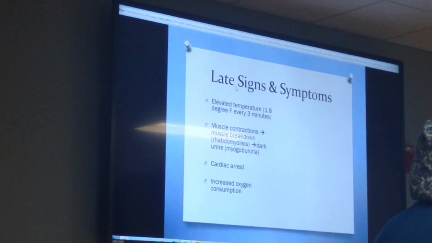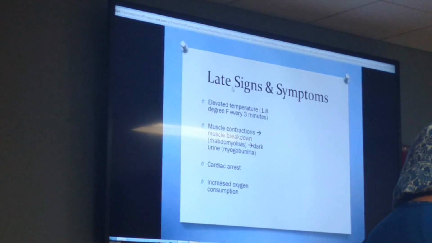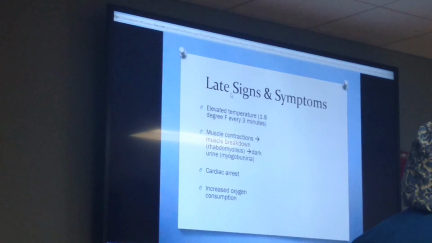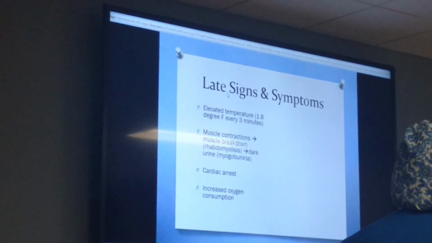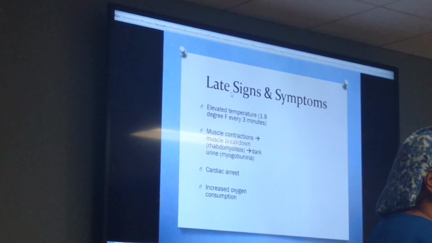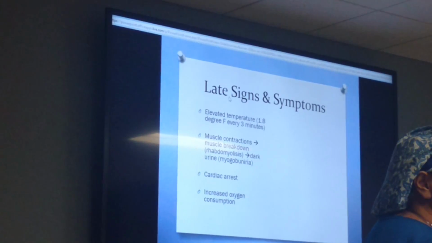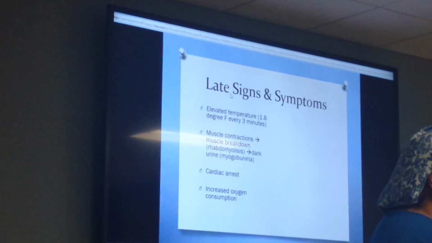So then you have muscle contractures and muscle breakdown. So you can have the dark urine and stuff. You want to put a Foley in this patient. As soon as you suspect malignant hyperthermia, have somebody put in a Foley right away. But you want to check to see if they have that dark urine, because that shows you that they have muscle breakdown going on.